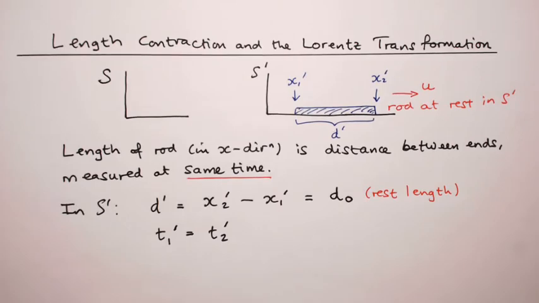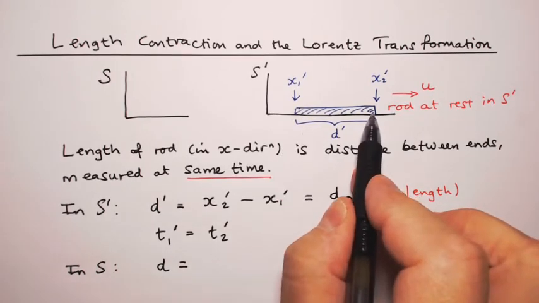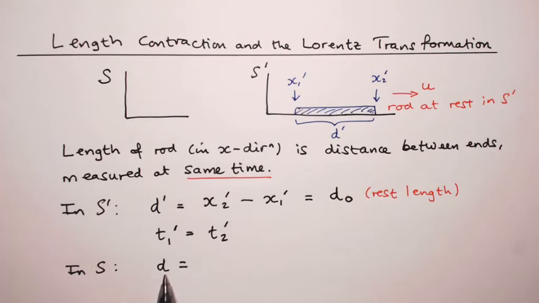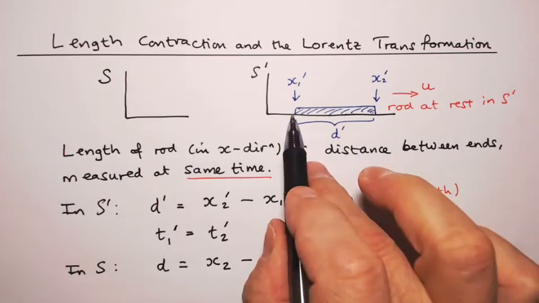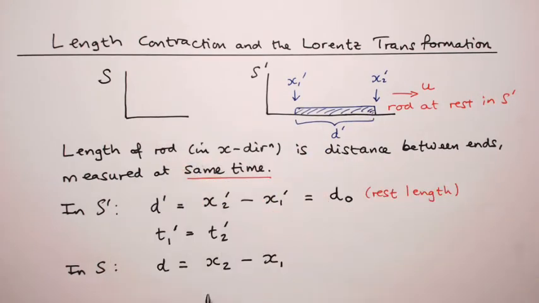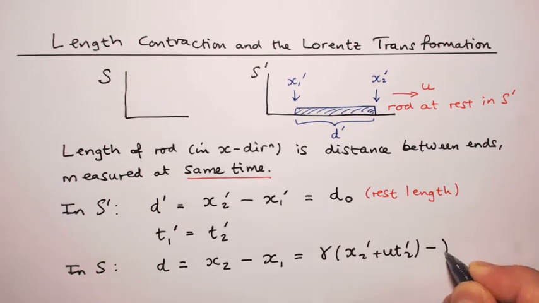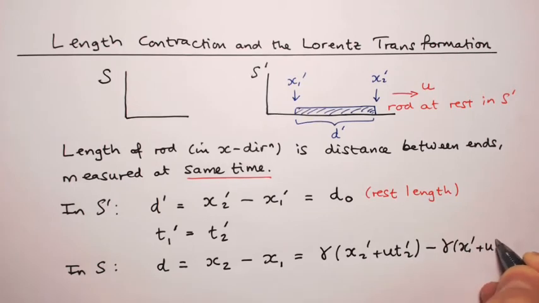So let's try something. Let's see how to measure the rod's length in frame S. Well, the distance, D, between the beginning and the end of the rod is the length D measured in S. And that is going to be the difference between the positions X1 and X2 of the beginning and end of the rod as measured in S. So it's X2 and X1. And let's use the inverse Lorentz transform to find X2 and X1 in terms of the primed quantities. So the first is gamma X2 prime plus U T2 prime. The other is gamma into X1 prime plus U T1 prime.